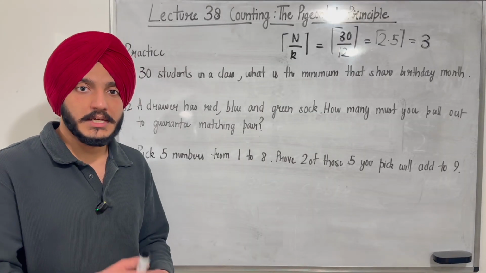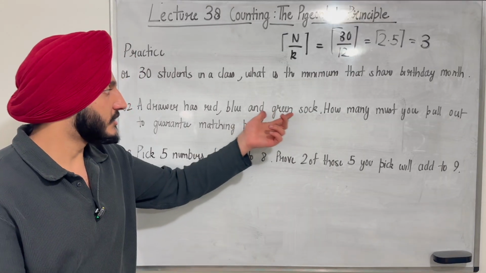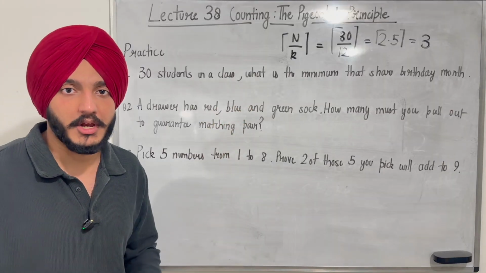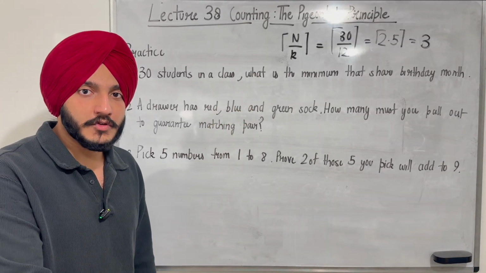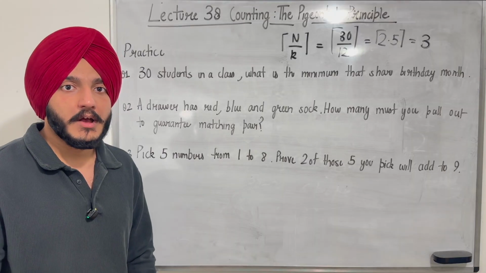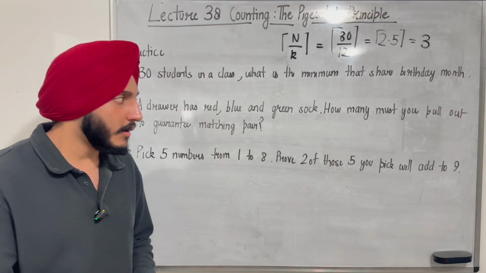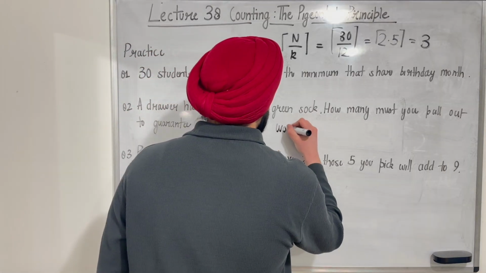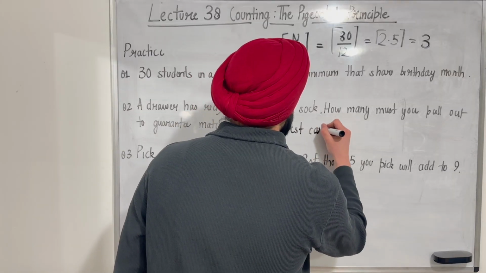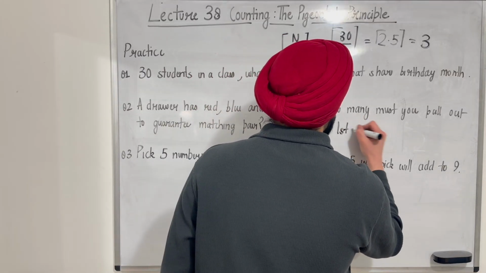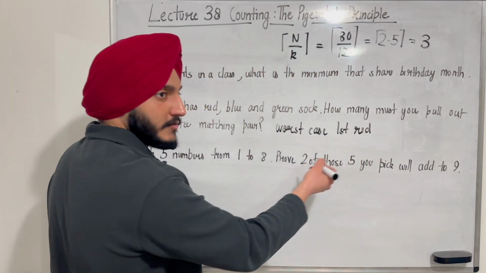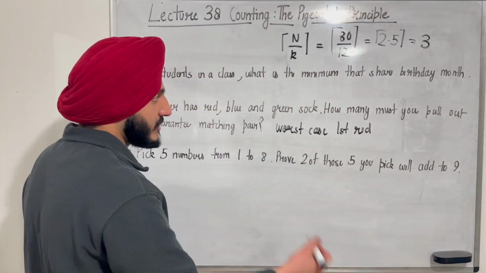The drawer has 3 different types of socks in it, which are red, blue, and green. So let's say you just blindly try to take one out, right? In the worst case, the first one would be red, and then you try to pull out the second one.